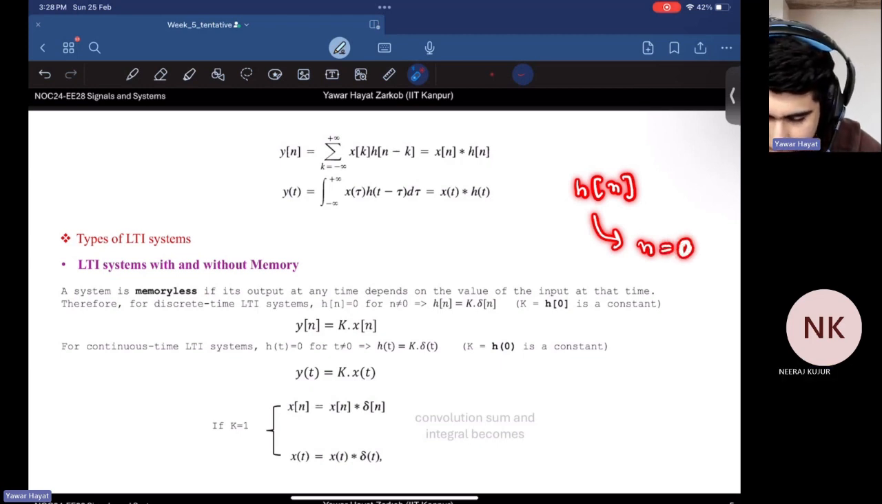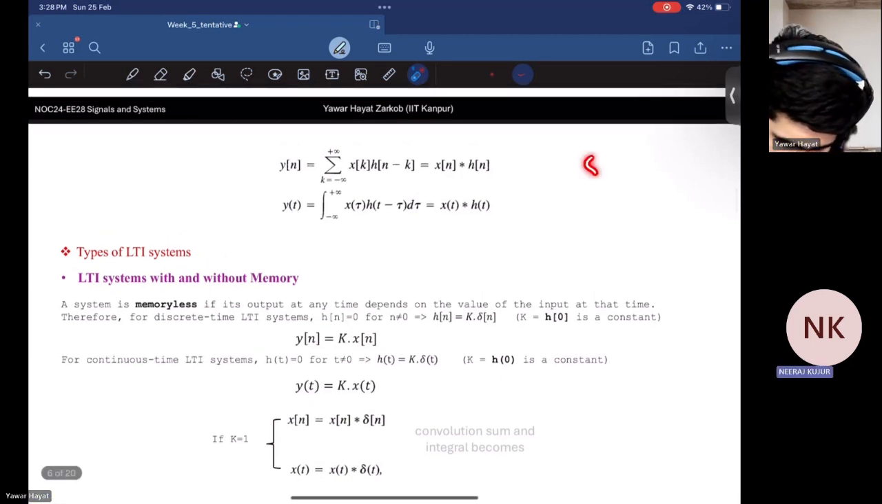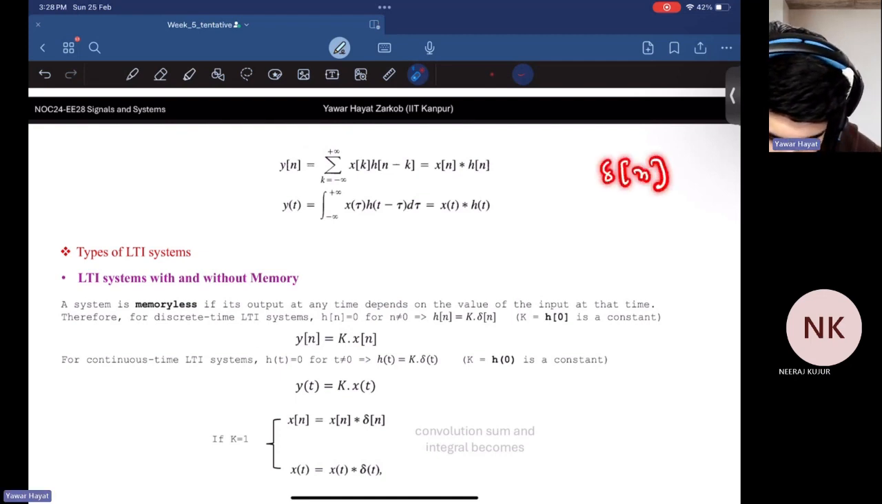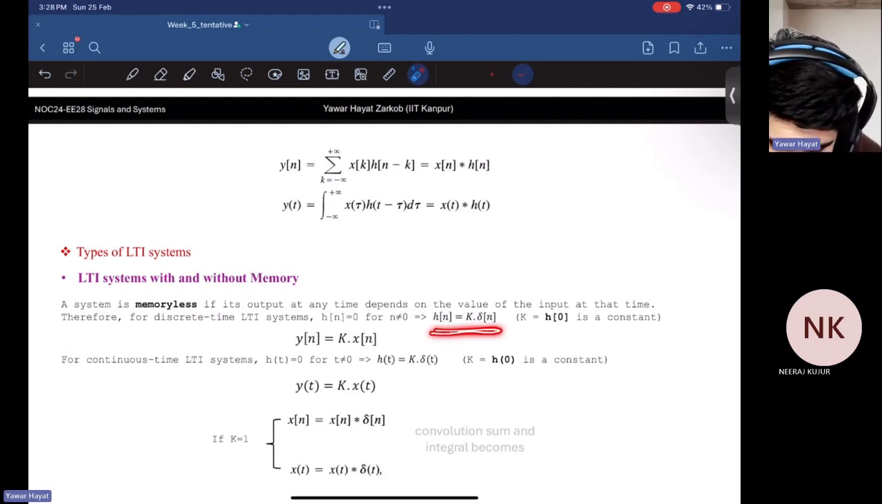This would remind you of the definition of the unit impulse, delta of n. But we'll use this k because we are not sure about the magnitude of this h of n at n equals to 0. So we can write h of n as k times delta of n. And can you see why this k would be h of 0?